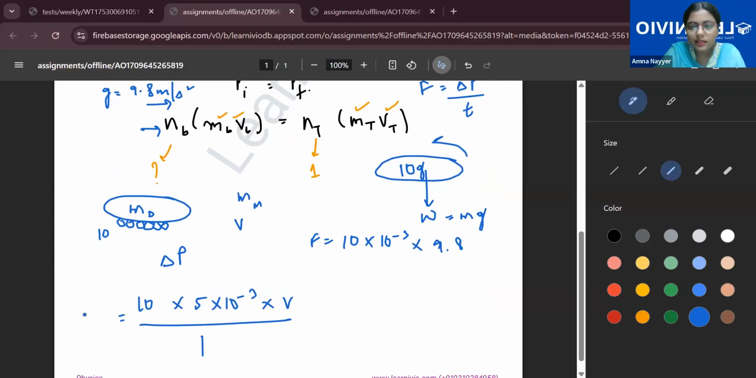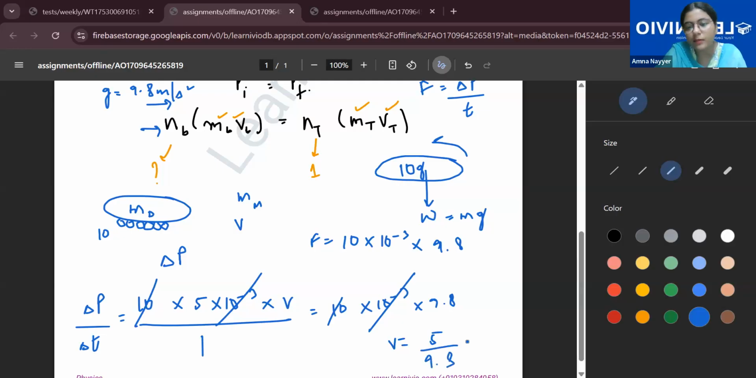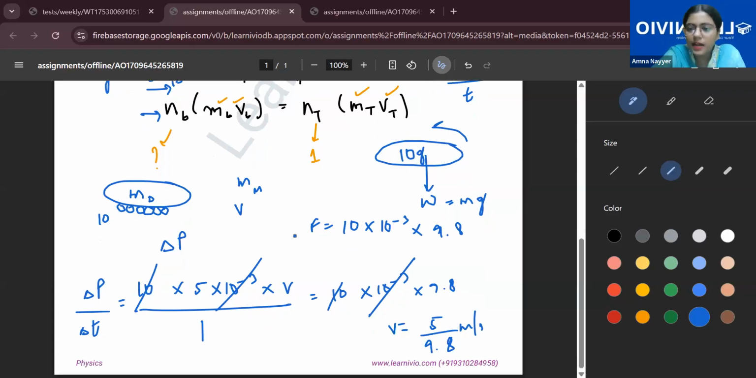What have I written? The momentum divided by the time. What is this equal to? The force, 10 into 10 to the power minus 3 into 9.8. So this will be cancelled, 10 will be cancelled. So we will have 5 by 9.8 meter per second. If it is 10, this is 0.5, this is 9.8. So a little less than 0.4 something the velocity will come. Now did you get it? This part?